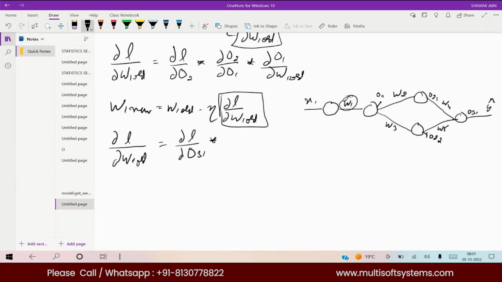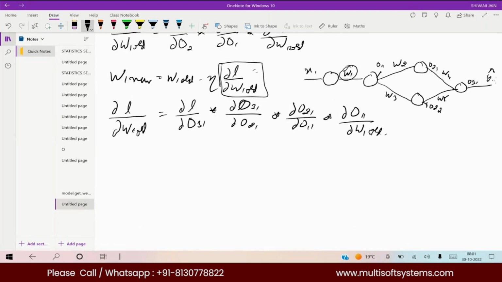Calculating the derivative of the loss. And where is the loss? Loss is this one, at the end. Okay. Derivative of loss divided by derivative of O31. Now O31 is dependent on what? O21 and O11. O11 is dependent on W1, which we have to calculate. This one.